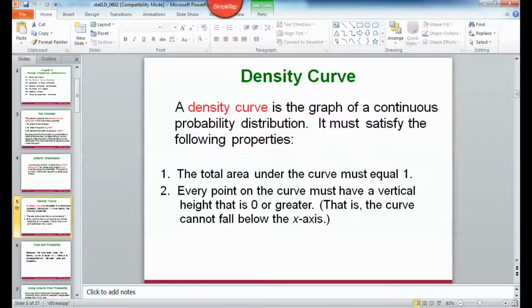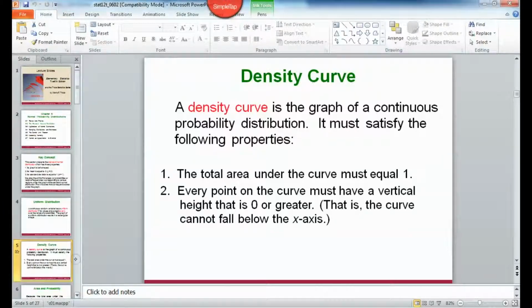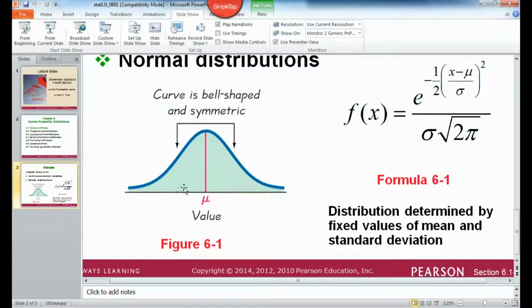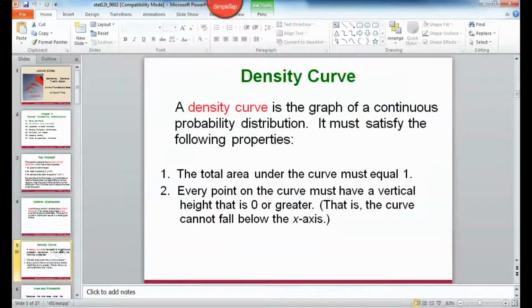It must follow the following properties. The total area under the curve must be equal to 1. Very important. Every point on the curve must have a vertical height that is 0 or greater. That's because that vertical height would be a height that would be under the curve here. So if this represented a density function, notice there's nothing below this x-axis. Everything would correspond to some height that's positive up here. Don't read too much into that, though.